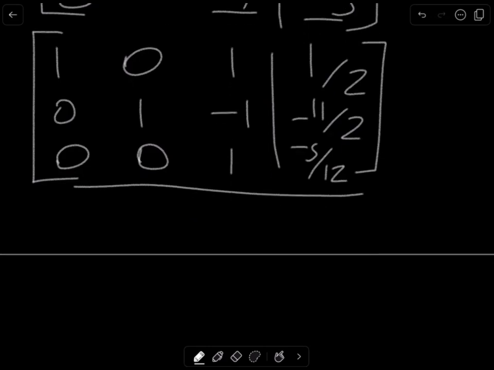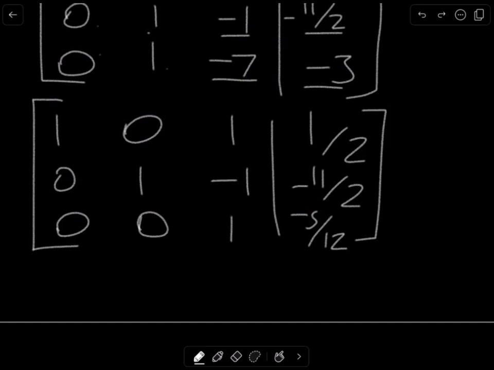If you had to write this out in terms of the original linear system, remember this first column was all the x1 variables. This one was all the x2 variables. That one was the x3 variables. This line was an equal to sign. And this one are all the constants.